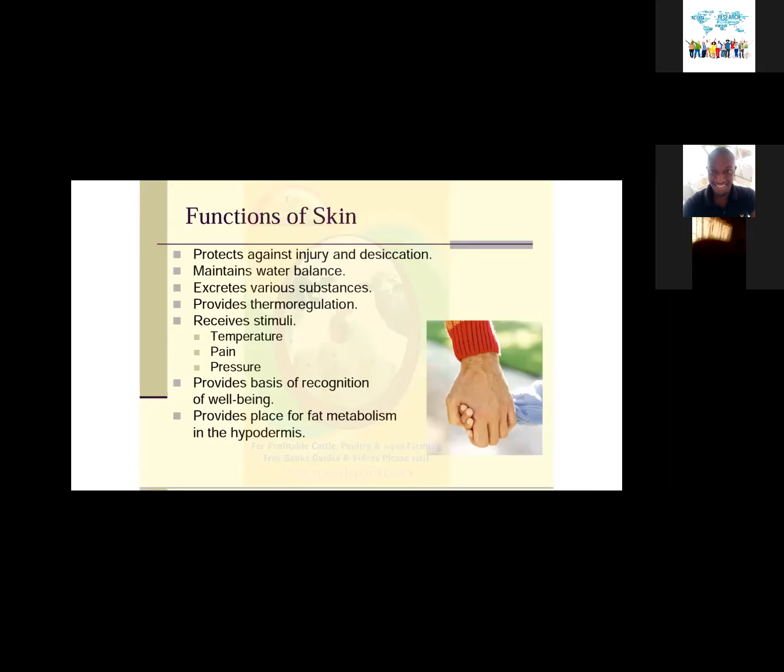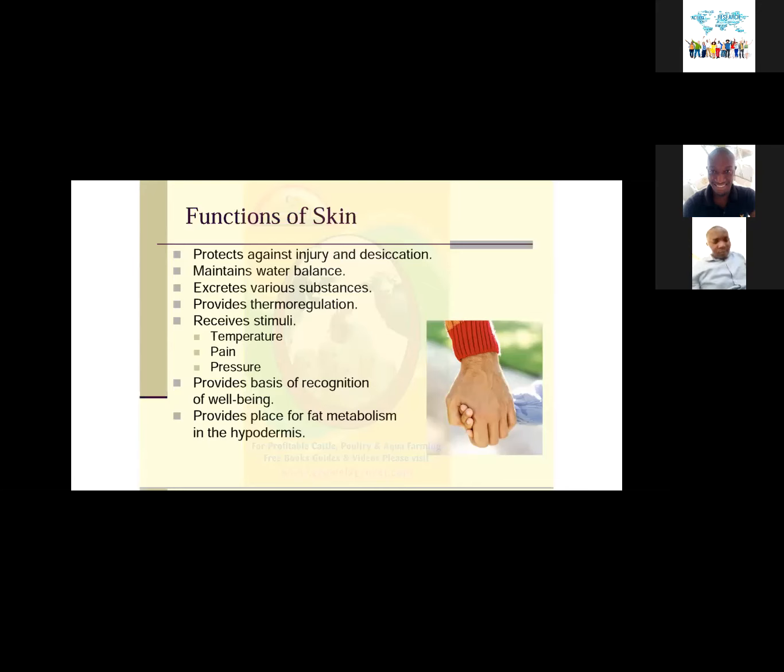I'm sure you might be seeing a hand of a human there on the slide and thinking, is this necessary for a canine, a feline? But basically, even those have skin and have the same basic functions. So what are the functions of the skin? It protects against injury and desiccation, which is simply splitting of the skin. It maintains water balance. It excretes certain substances through sweating and sweat pores. It provides thermoregulation, and that's also through sweating.